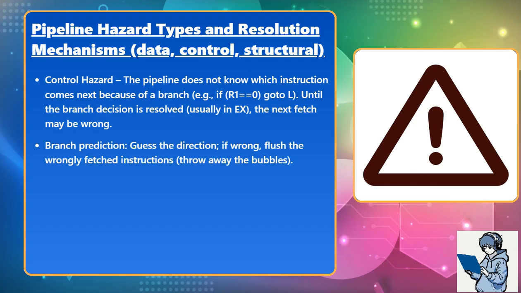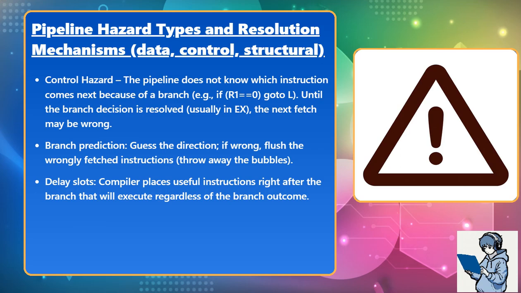Branch prediction: guess the direction. If wrong, flush the wrongly fetched instructions, throw away the bubbles. Delay slots: the compiler places useful instructions right after the branch that will execute regardless of the branch outcome.